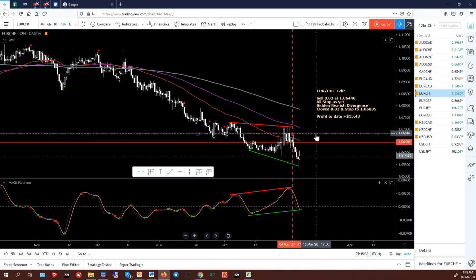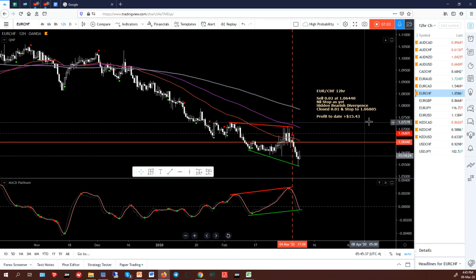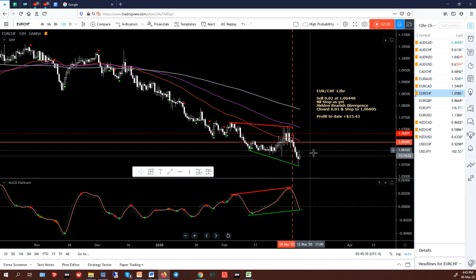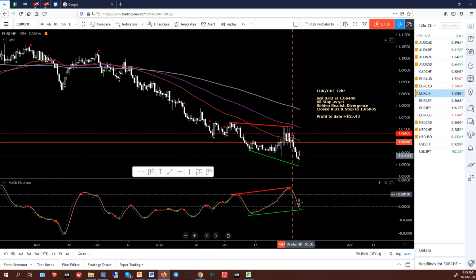And my stop is now just above this high here. So if it goes back through that stop, I can't lose overall in that trade. Ideally, I want to keep on rolling down a little bit more and look for an opportunity to bring my stop down tighter.